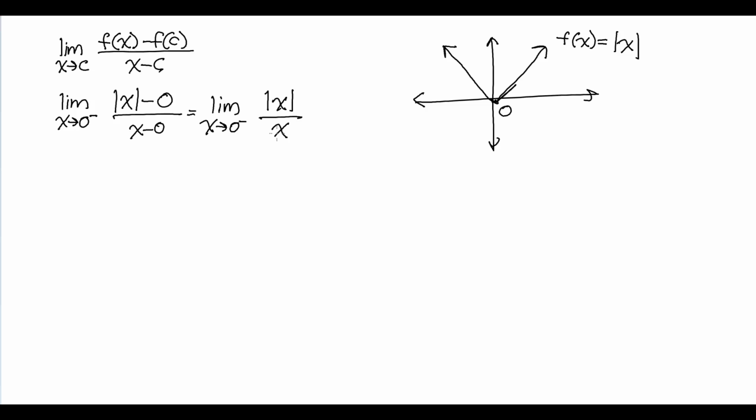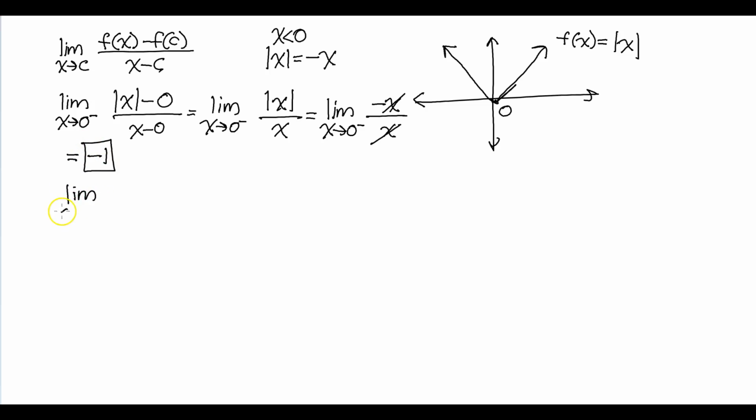Okay, so from the left, all the x's will be negative. So if x is less than 0, then the absolute value of x will equal negative x, because all of these x values will be negative. So for the absolute value to be positive, you have to take the negative of that number. So that negative of negative equals positive. That's how the absolute value function is defined. So we replace this with negative x over x, and we just get the limit of a constant, which is negative 1. So it exists. Let's test the limit from the right.